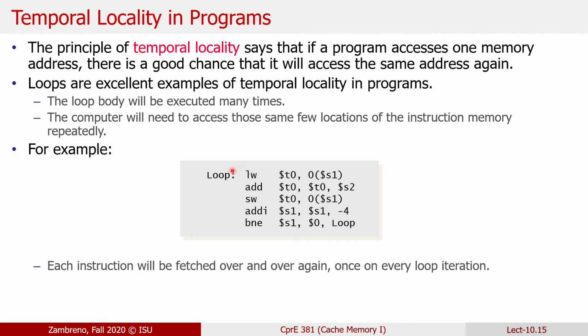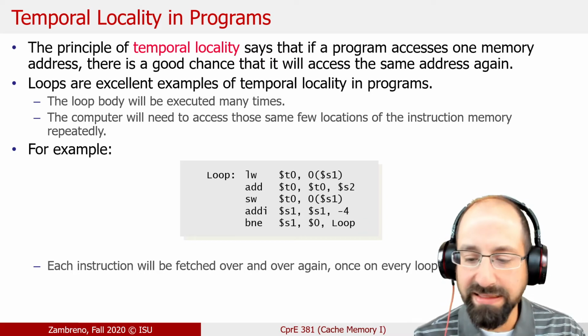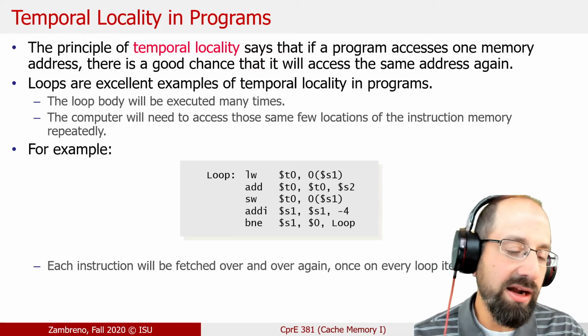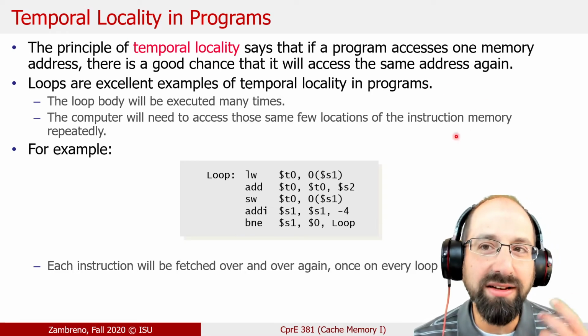Again, the idea being that once we've fetched this instruction, this load word instruction, because it's in a loop, there's a pretty high likelihood that we're going to want to access it again. And not just a second time, right? We're going to want to access it many times. Depending on how much that loop iterates, we may have to access it 100 times or a billion times. That's temporal locality. Again, locality just in time.